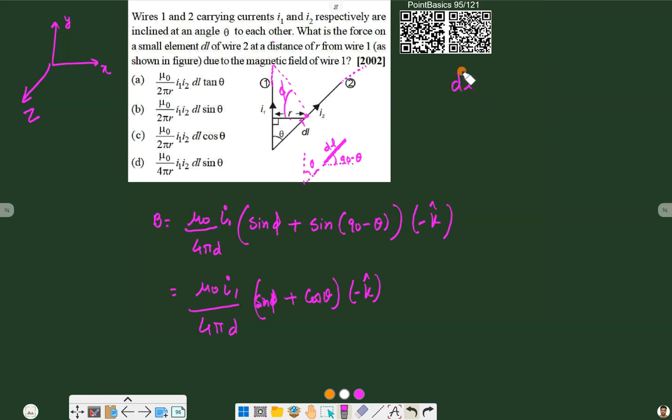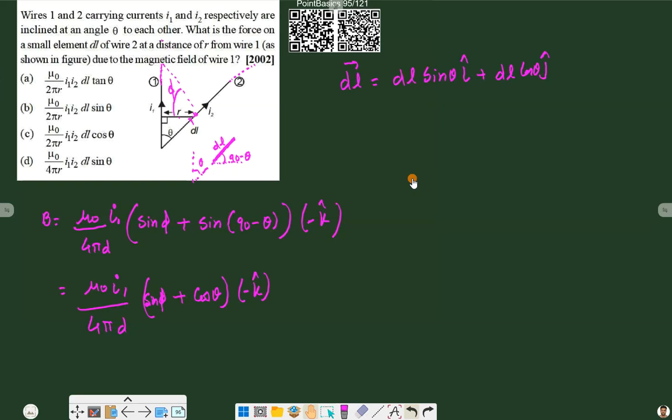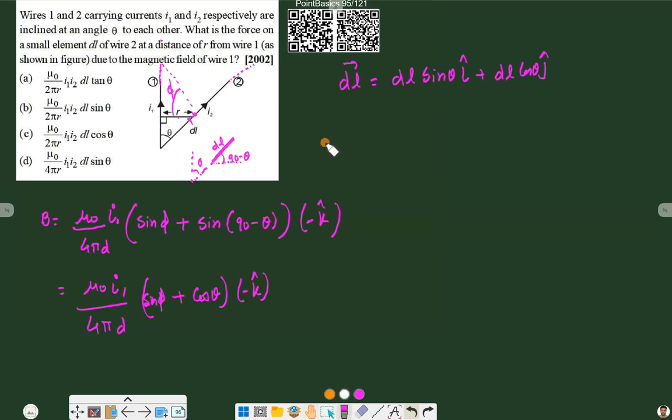So our dl vector will be dl cos(90 minus theta) in the x direction, or we can say dl sin theta in the x direction, plus dl cos theta in the y direction. That's our length component. Now we can simply find the force. We know that force is given by I L cross B.